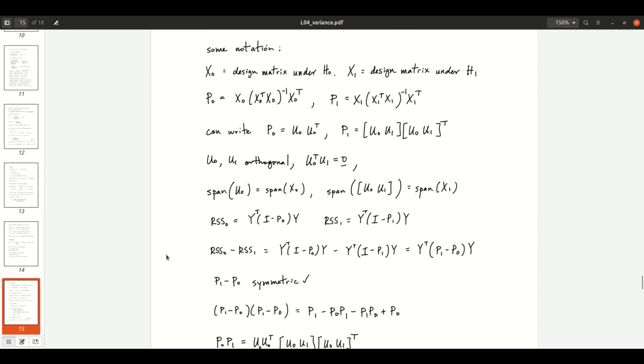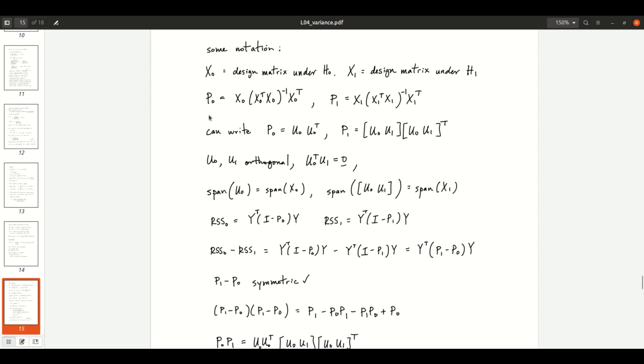So to verify the things that we want to verify, we're going to need some new notation. Let's define X0 to be the design matrix under H0. So in this maternal or grandparent example, that's just going to be the first 3 columns of the design matrix. And let's define X1 to be the design matrix under the alternative, which would be the entire design matrix.